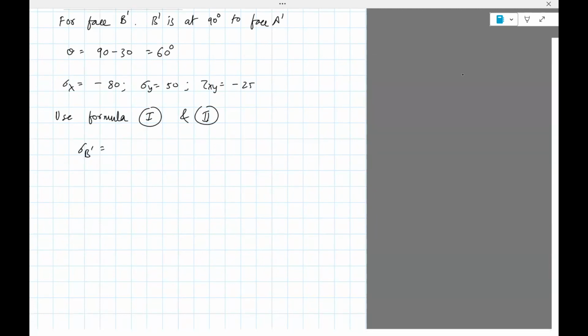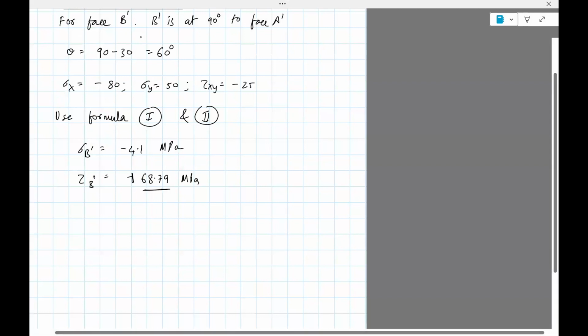The stress on face B comes out to be minus 4.1 MPa, and the shear stress for this particular face is positive 68.79, which, by the way, if you check this sign, you'll see that the sign is negative for the Mohr's circle, again, because of the difference in convention.